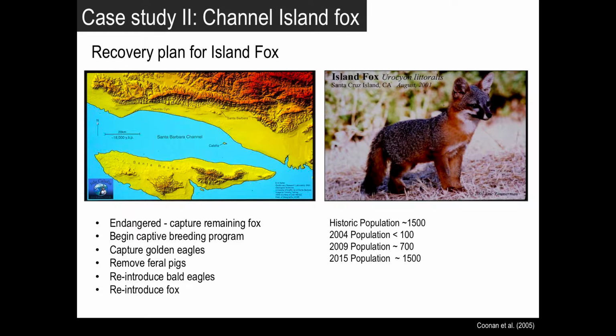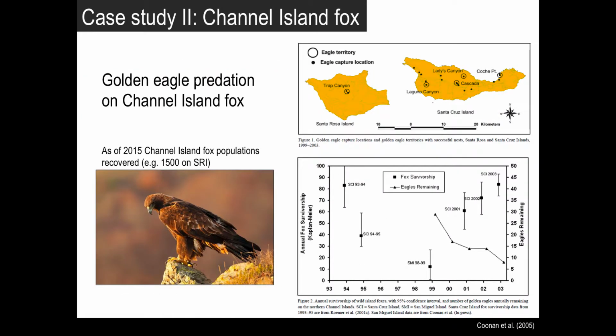And so in addition to disease control and the captive breeding, let's look specifically at the golden eagle. Golden eagles had been preying on the Channel Island fox, and while they are native to California, they're not originally native to the island. The bald eagle was. Over time, the bald eagle had been extirpated, and the golden eagle had colonized the islands and was large enough to actually prey on the island fox.